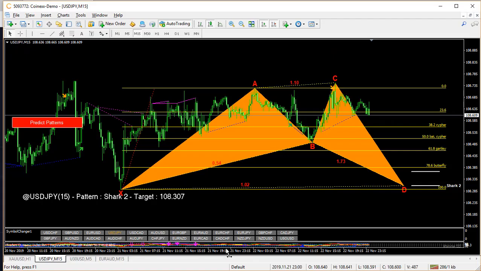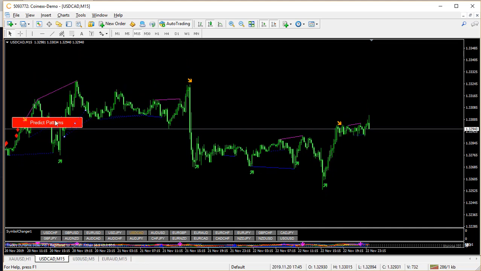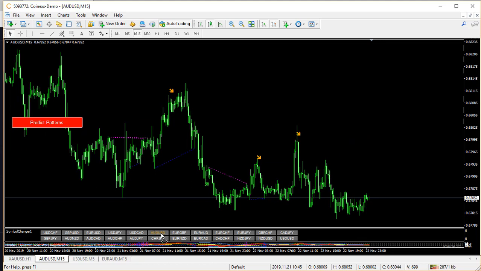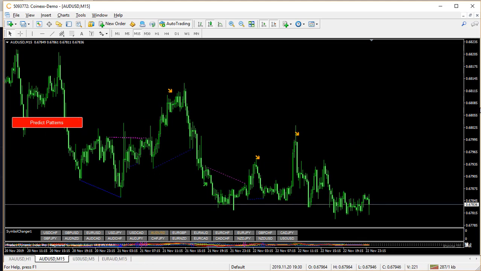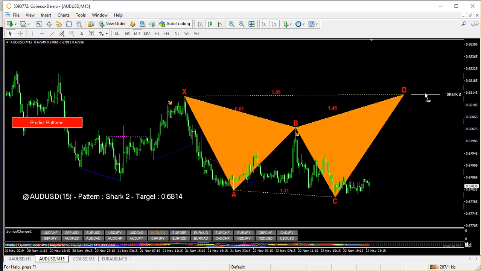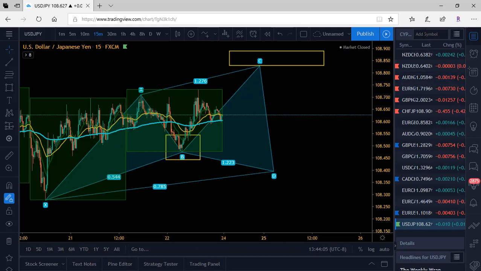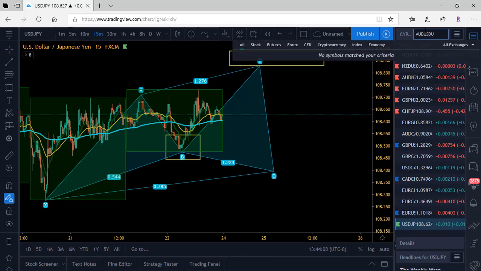So we go back to the indicator and look for more incomplete patterns. USDCAD: there are no patterns. AUDUSD: there's one pattern, another Shark, where, as I said before, a Shark has the potential to become a Cipher. So I'm going to put this on my watch list. AUDUSD.